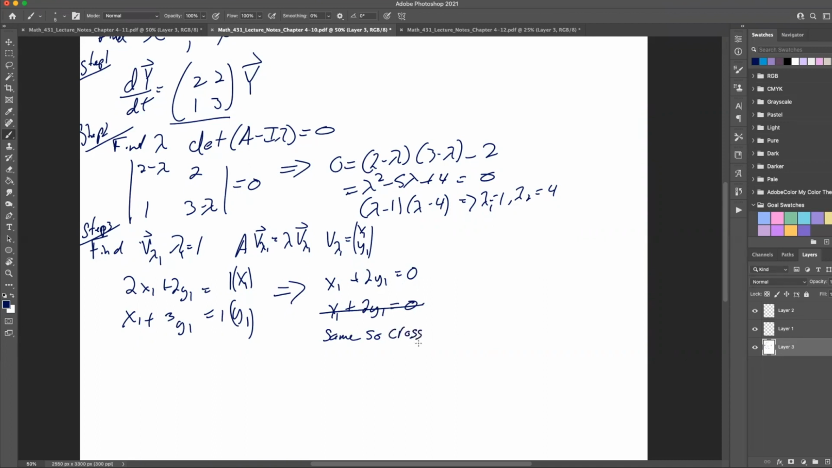Now, is this the way I taught you how to do it last time? No, I want to show you a different way, so you can find out which way works best for you and choose between them. All right, so this is the only equation. As long as I satisfy this equation, I by definition satisfy the other equation. They're the same, right?